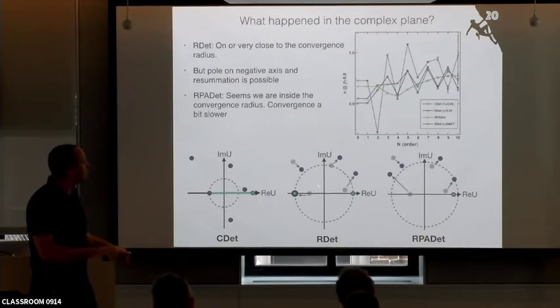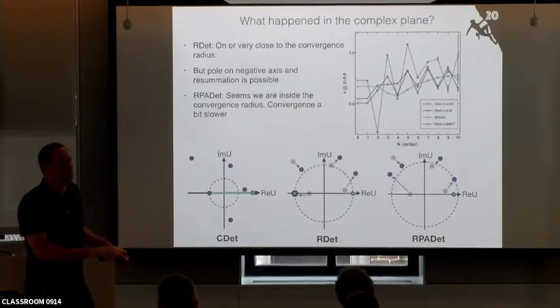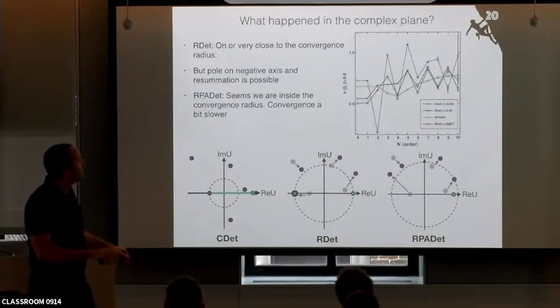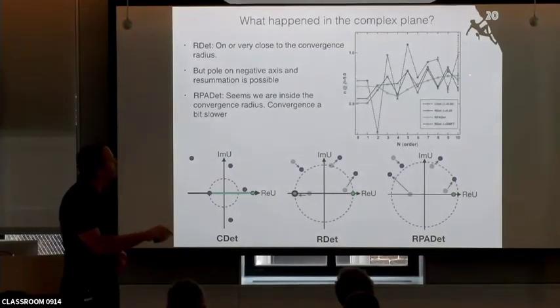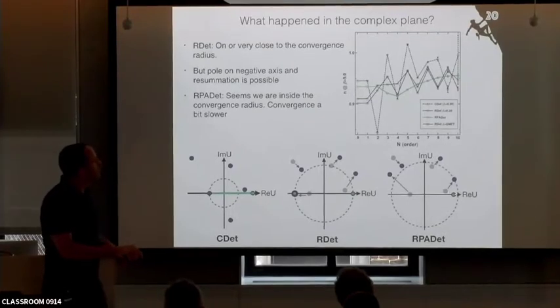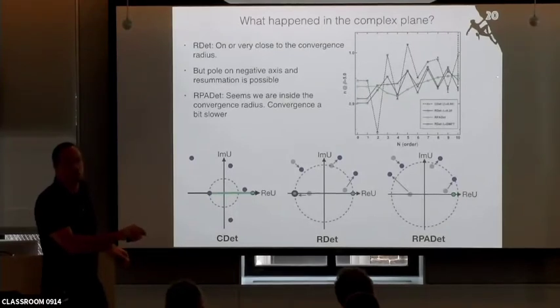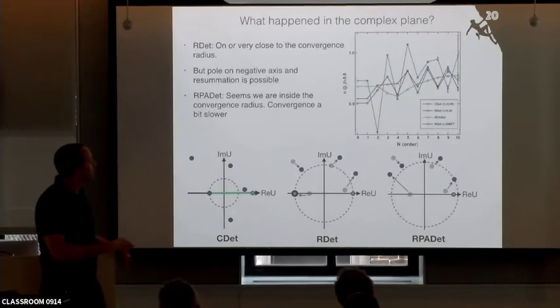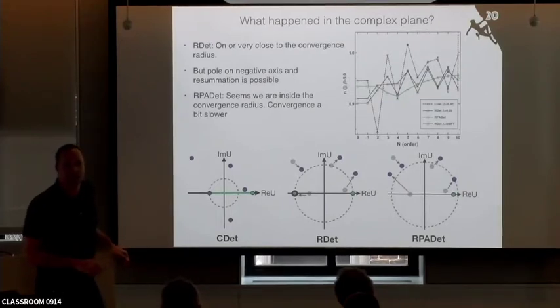And we're essentially, if we look at the convergence radius, pretty much on the convergence radius where we want to evaluate the series. In the RPA-det, it really gives the impression that actually the series is converging. So there's a convergence radius larger than where we want to evaluate, except that it would maybe take a bit more orders to actually get there. So this is how we think that poles may be reorganized in the complex plane using these two approaches.